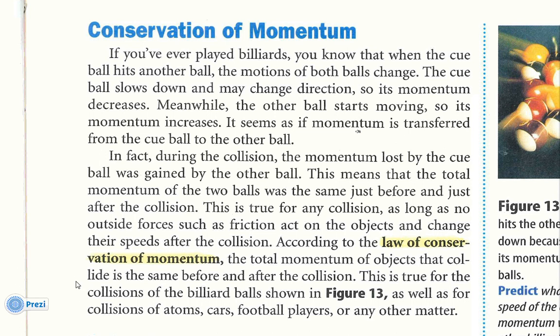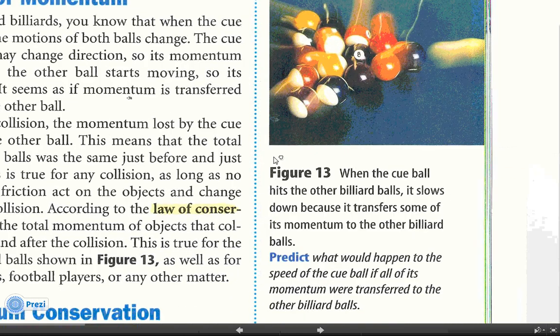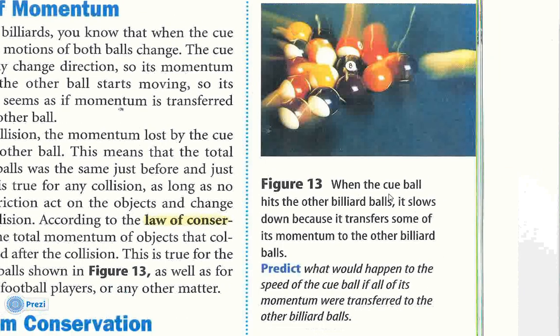This is true for the collision of billiard balls as well as for collisions of atoms, cars, football players, or any other matter. Okay, so the velocity of the objects will change, but the momentum is transferred to something else. So here's the pool. When the cue ball hits the other ones, it slows down because it transfers some of its momentum to the other billiard balls.